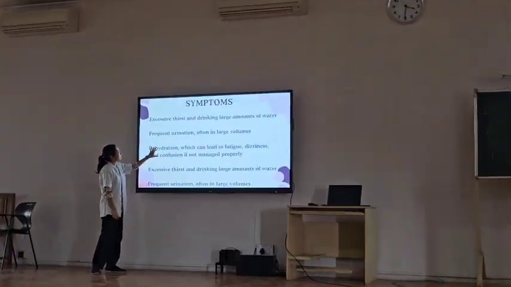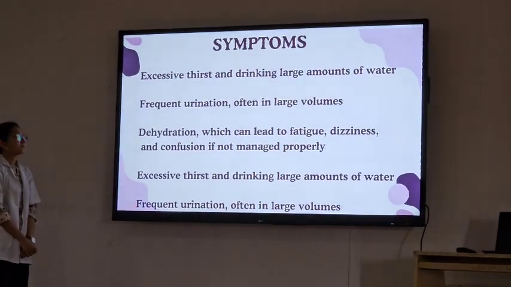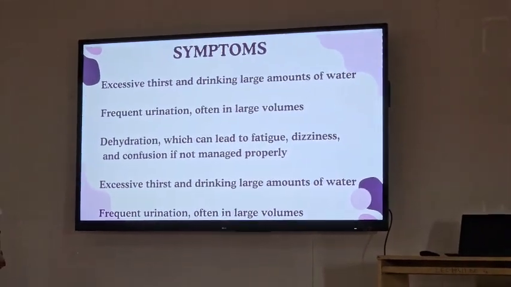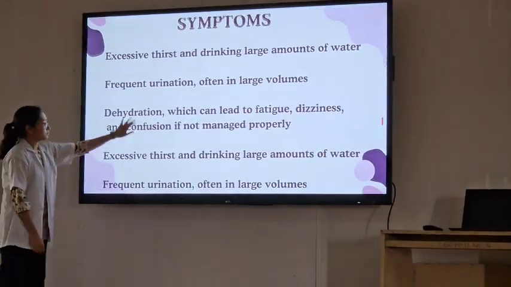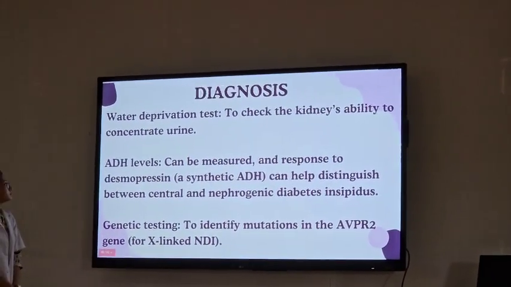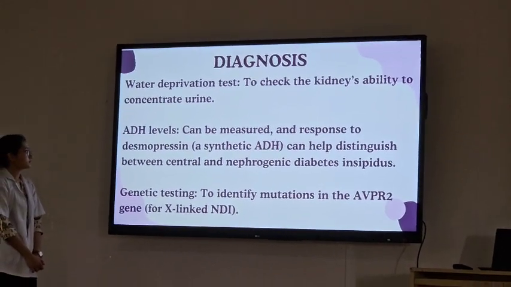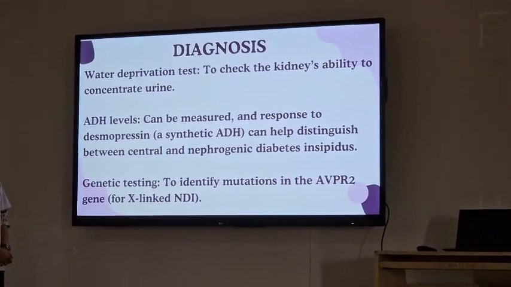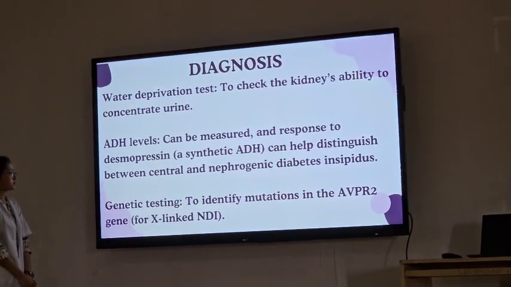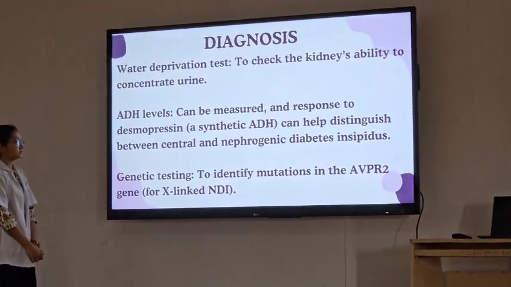Symptoms: excessive thirst and drinking large amounts of water, frequent urination, and dehydration, which can lead to fatigue, dizziness, and confusion if not managed properly. Diagnosis: a water deprivation test to check the kidney's ability to concentrate urine. ADH levels can be measured, and the response to desmopressin, a synthetic ADH, can help distinguish between central and nephrogenic diabetes insipidus. Genetic testing to identify mutation in the AVPR2 gene or X-linked ADH.